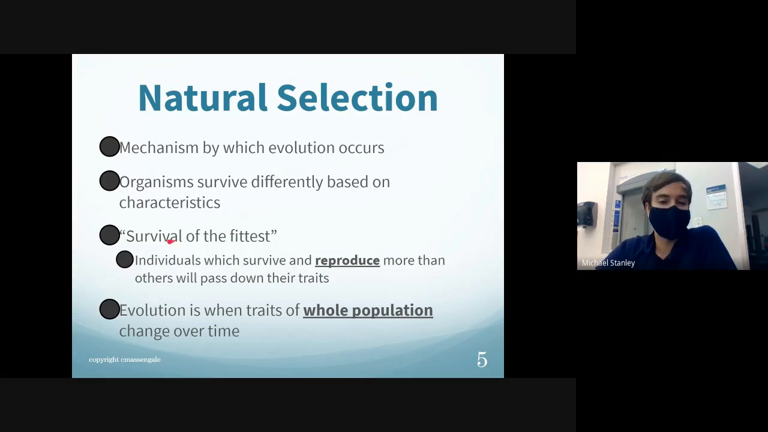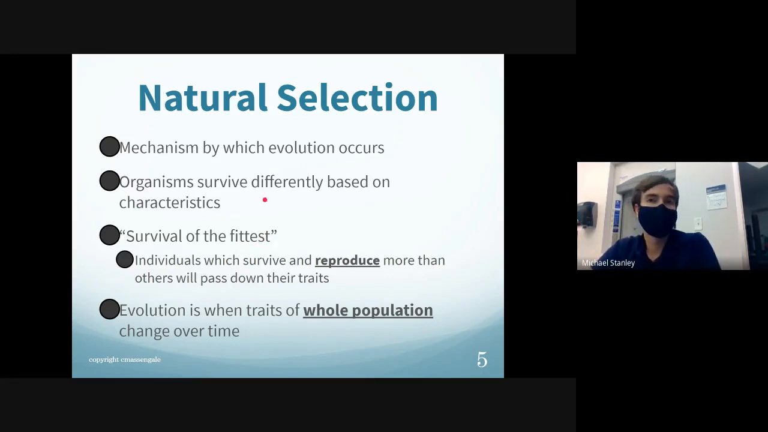Sometimes you hear this called survival of the fittest. Only the most fit organisms are going to be able to survive. And this is true, although in biology terms, fittest doesn't mean exactly what you think it means. In humans, fitness is like health or exercising ability, right? Really fit people are super healthy. They exercise a lot. They have really strong muscles and stuff like that.